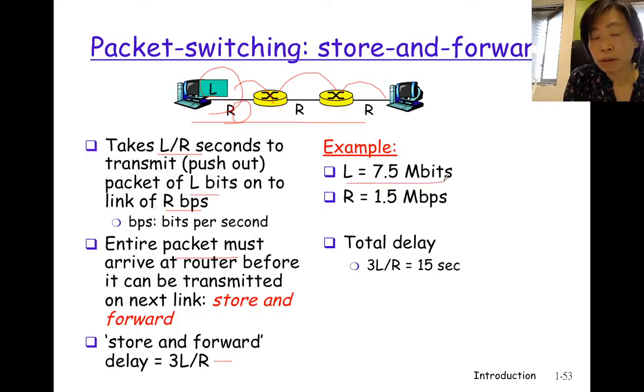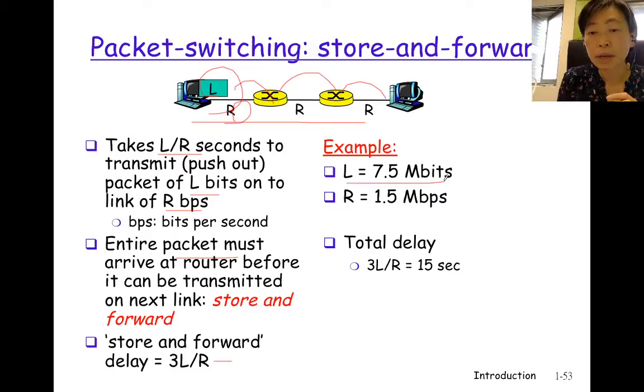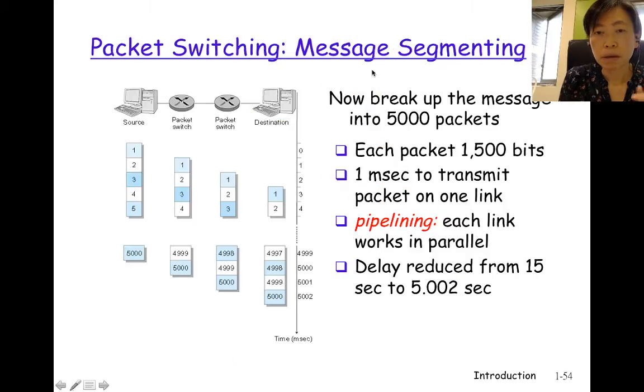Now, use this configuration. Let's say the packet size is 7.5 megabits and the bandwidth is 1.5 megabits per second. Then the one hop delay will be 7.5 over 1.5, that's 5 seconds. So three hops will need 15 seconds. So this packet L here will need 15 seconds to traverse this network. Good. So keep that scenario in mind.